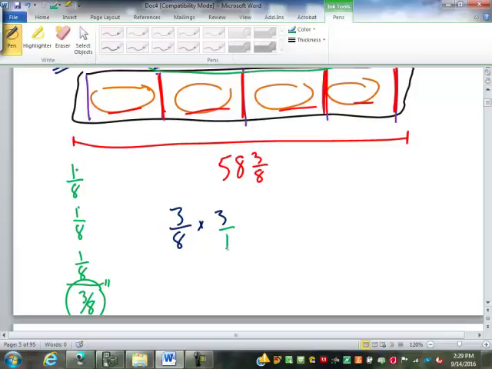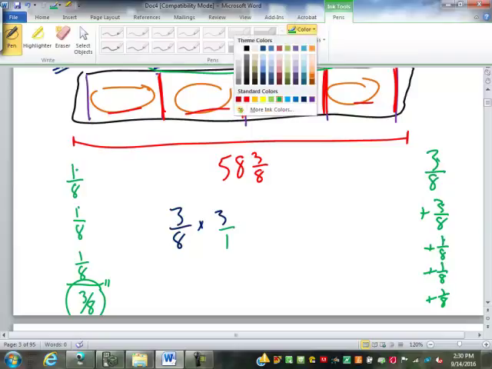I could have done 3/8 plus 3/8 plus 1/8 plus 1/8 plus 1/8. That would work too. For some of you, that might actually be easier because you have 3 plus 3 is 6, plus 1 is 7, plus 1 is 8, plus 1 is 9. You're going to get 9/8.